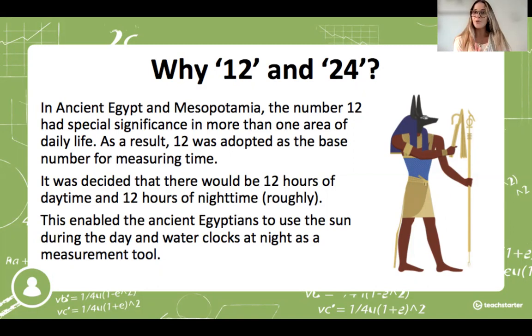So they used a sundial. A lot of you have maybe made one of these before or seen them. And they also used water clocks at night. So these were measurement tools that they used to help tell the time. So that's a little bit of history of why there's 12 hours on the clock. Especially if you're looking at an analog clock, we know that we have the numbers 1 to 12 on that clock, and we have 12 hours of daylight, 12 hours of night time.